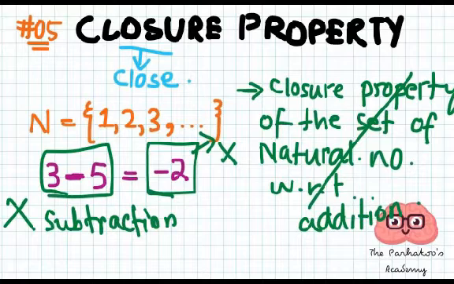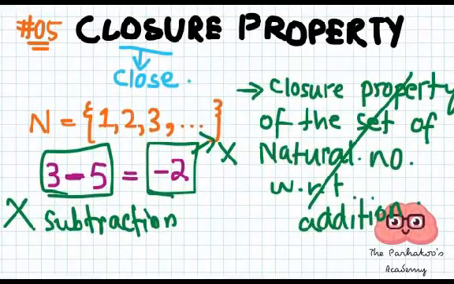So I hope that now you have an idea. If you multiply, add, subtract or divide any two numbers or more than two numbers, and as a result you get another number which belongs to the same set, then that is the closure property. And if you get a resultant value which doesn't belong to that set, then that is not closed.